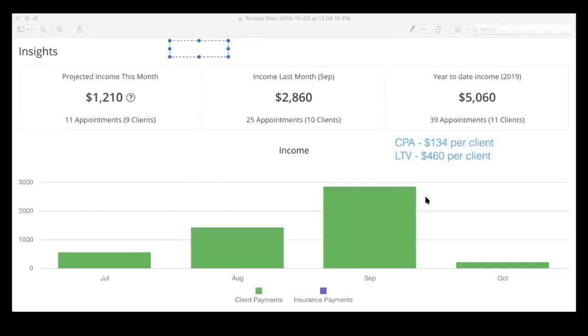So if the cost per acquisition is $134 per client, the lifetime value is $460. Why is that lifetime value so high? Well, number one, it's therapy. So there is an intense relationship there where a lot of value is given and a lot of value is received. And for a lot of internet marketers, here's my moral of the story from looking at these numbers: number one, you've got to know this. If you spend $500 on ads, you've got to look at your numbers.